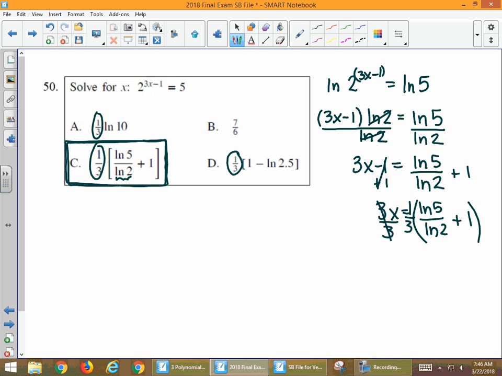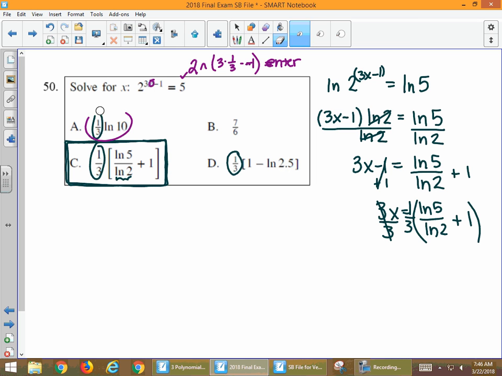If you weren't wanting to do the algebra and you were just wanting to guess and test, you could take all of these values, put them in for x, and put into your calculator 2 to the 3 times 1/3, whatever, minus 1, equal, and hit enter. The one that gives you 5 is going to be the right answer. You would get D doing that as well. So you can solve that by guess and test. For me, if I didn't guess right in the beginning, it would probably take me longer to put those kind of messy equations into my calculator.